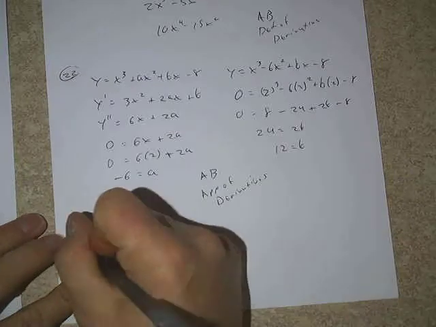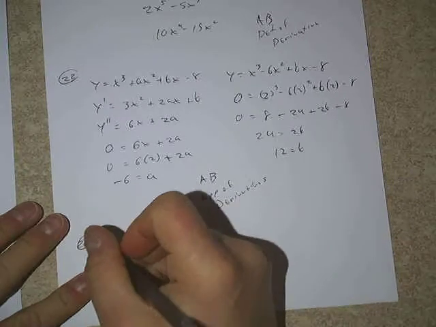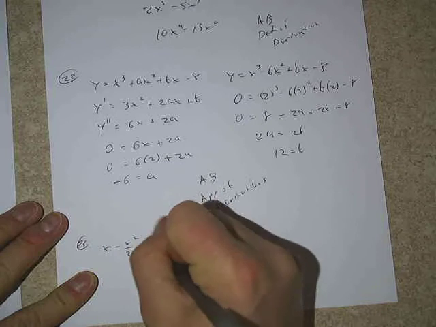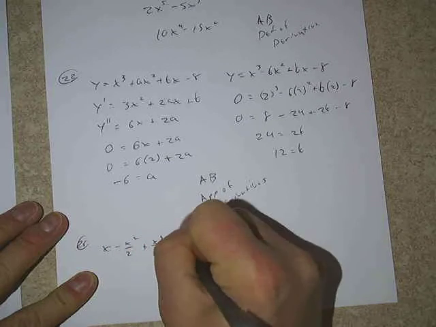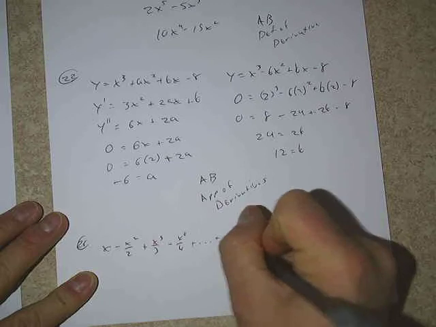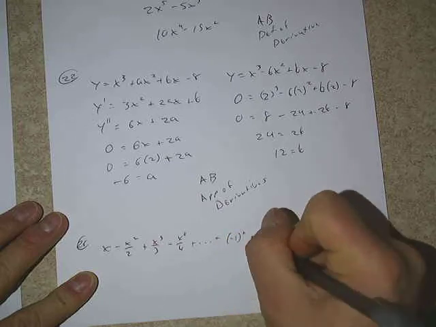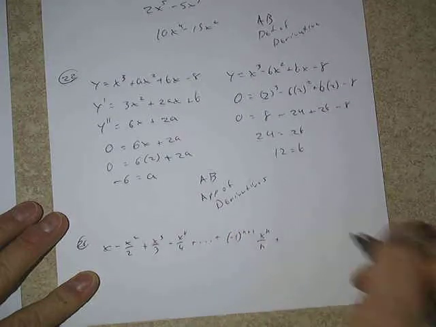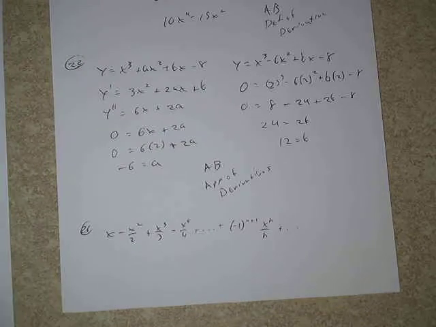Let's see, in 26 we have the series x minus x squared over 2 plus x cubed over 3 minus x to the 4th over 4. So the given series looks like that. And the question here is what are the values of x for which this series converges?